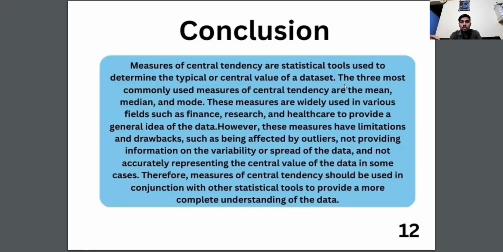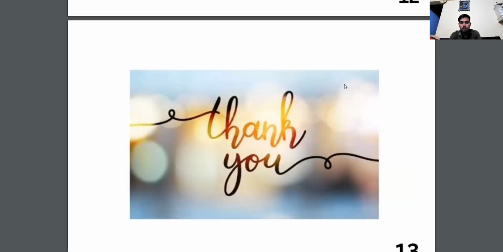In last, conclusion. Measures of central tendency are statistical tools used to determine the typical or central value of a data set. The three most commonly used measures of central tendency are the mean, median, and mode. These measures are widely used in various fields such as finance, research, and healthcare to provide a general idea of the data. However, these measures have limitations and drawbacks, such as being affected by outliers, not providing information on the variability or spread of the data, and not accurately representing the central value of the data in some cases. Therefore, measures of central tendency should be used in conjunction with other statistical tools to provide a more complete understanding of the data. Thank you.